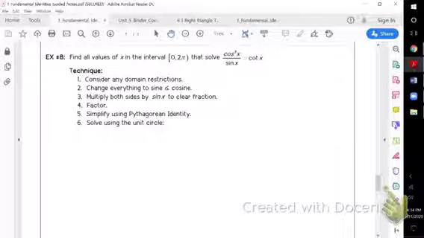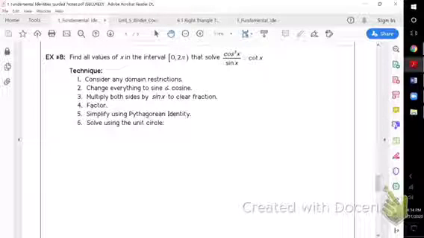Okay, in example 8, it says to find all the values of x in the interval from 0 included to 2 pi not included that solve cosine cubed of x over sine of x is equal to cotangent of x. So we're actually looking for some number of solutions here. So it gives us here some ideas of things we need to remember.